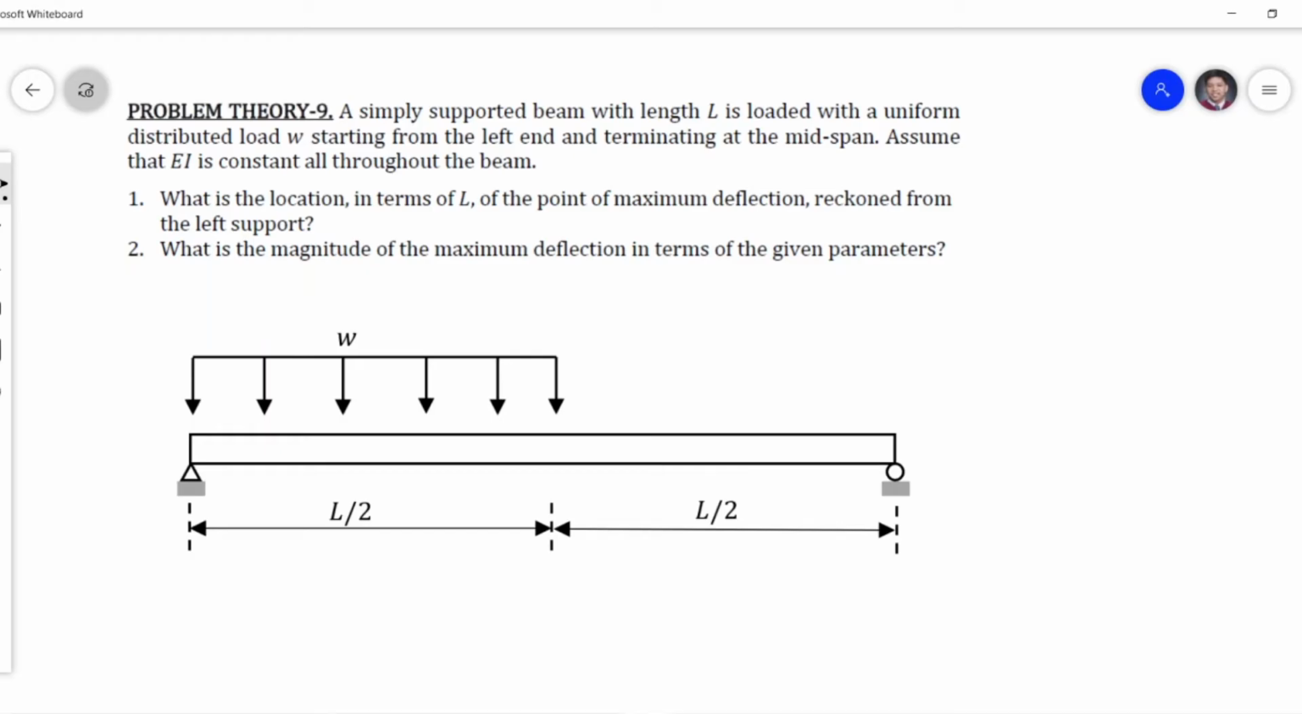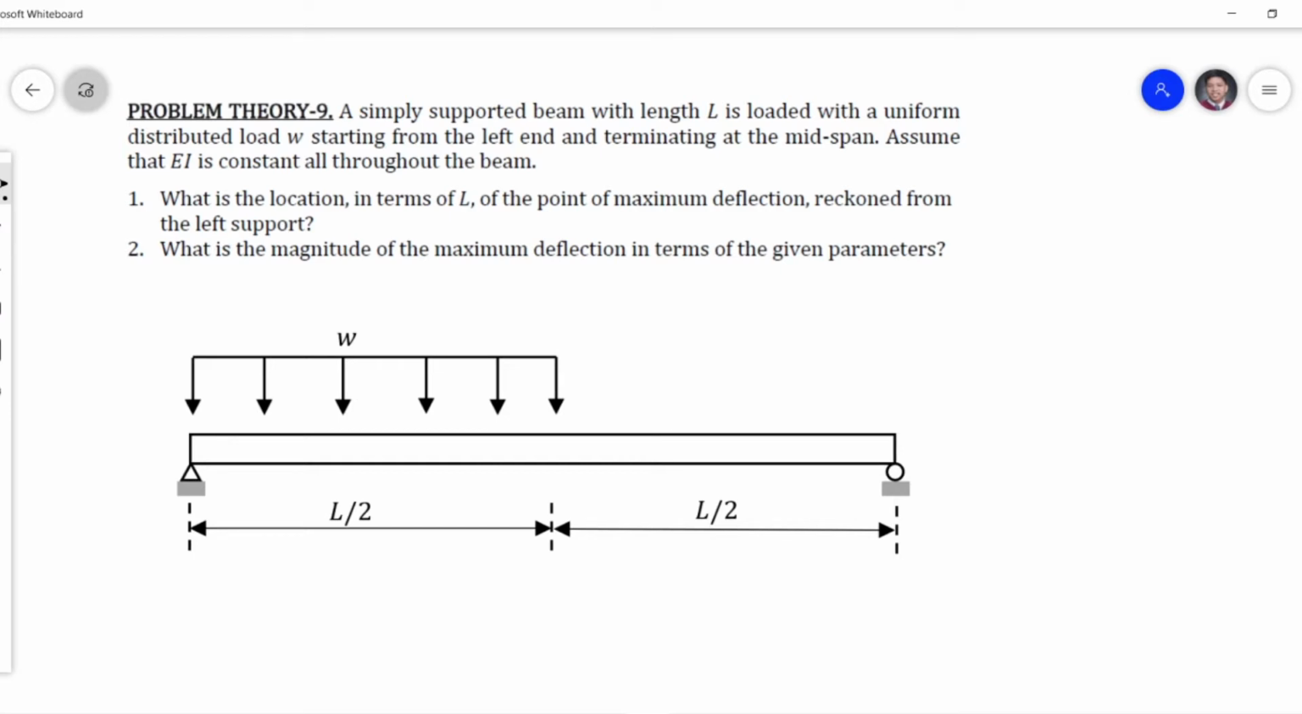Okay, welcome sa part 2 ng ating lecture on deflection using Macaulay Functions. This time, titingnan natin yung application ng Macaulay Functions into practice sample deflection problems natin. So, tingnan natin tong problem na to, no, una.